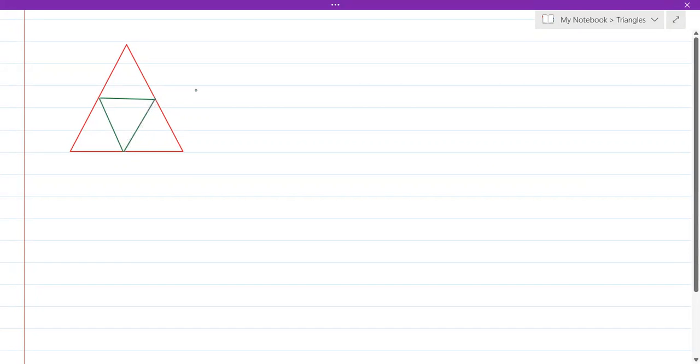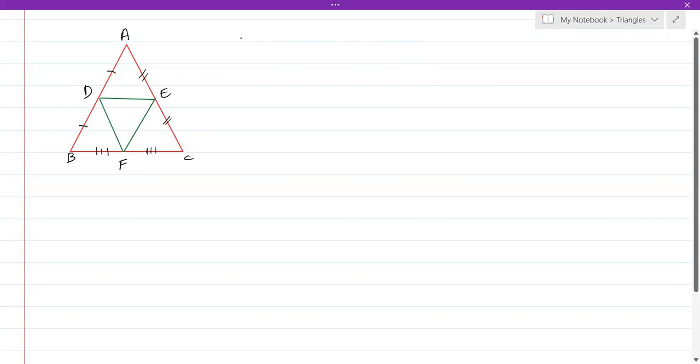So the red color triangle is triangle ABC, and the green color triangle is triangle DEF. Let's write that. This is A, B, and C. D is midpoint of AB, E is midpoint of AC, and F is midpoint of BC. Midpoint in the sense AD value will be equal to DB value, and AE value will be equal to EC value. Similarly, FC value will be equal to BF value.